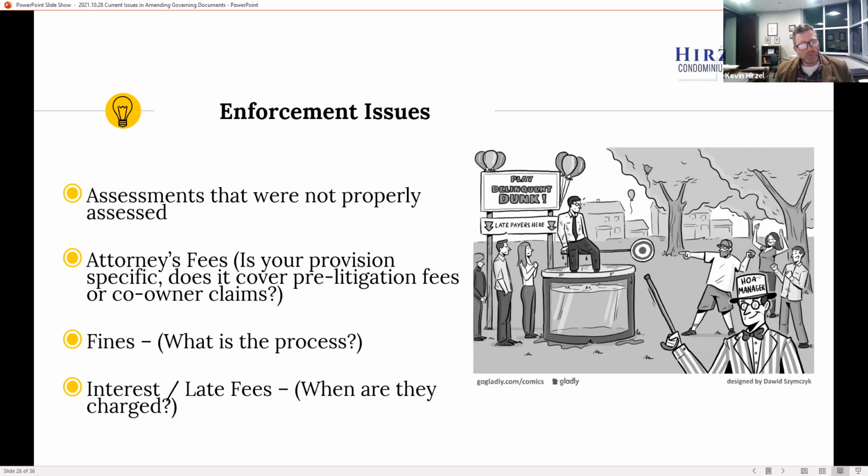Assessments, how to impose assessments. Are they recordable? Are they able to be imposed as liens? Can you recover attorney's fees? Can you get pre-litigation attorney's fees that you incur as you try to get people to come into compliance without filing a lawsuit? Are you able to impose fines? How do you impose fines? Do you need a hearing or not? And for individuals that don't pay their assessments, can you collect interest or impose late fees? And when are they charged? These issues and topics need to be laid out in your governing documents.